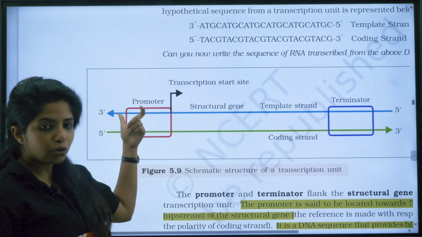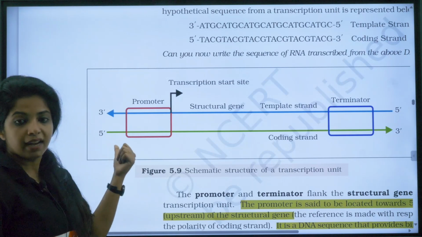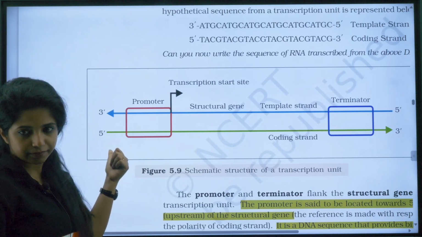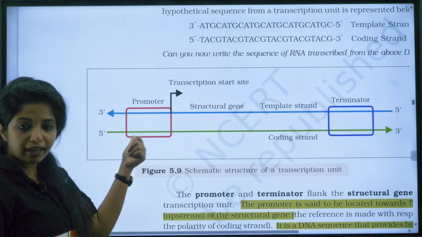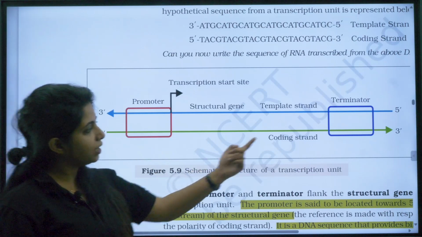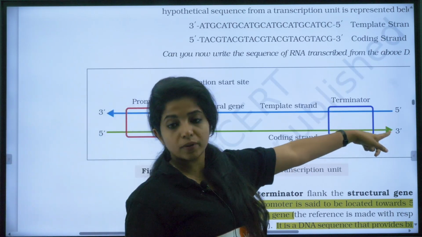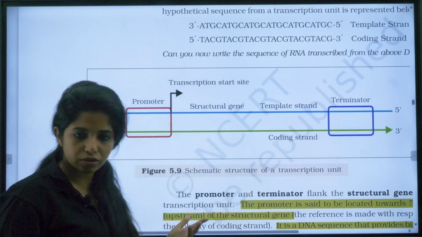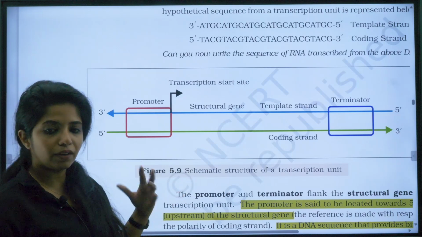Do you say like that? No, you always give a reference to this. It is in the 5' end. It is present in the 5' end, the promoter. And similarly, the terminator is present in the 3' end. That's how you say it, the 3' end of the transcription unit.